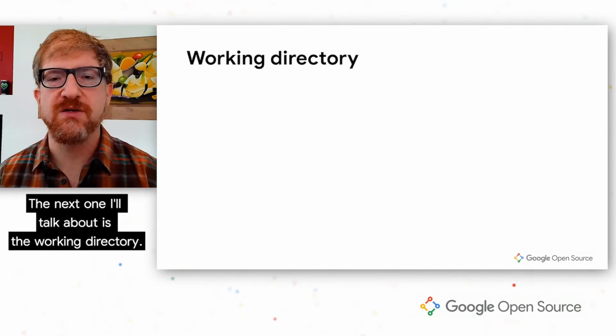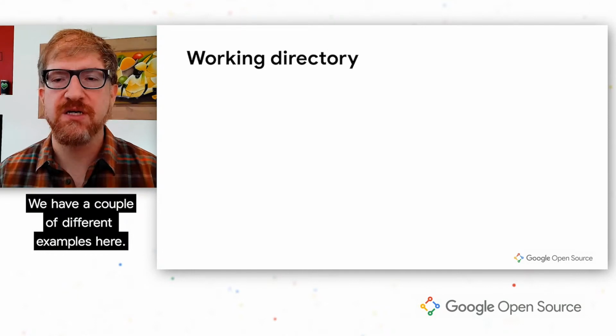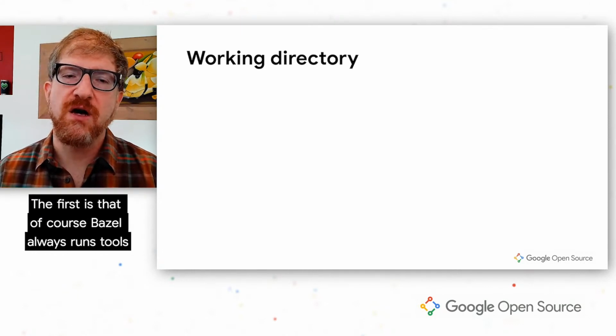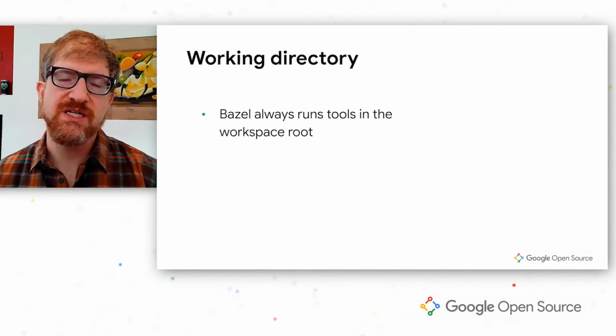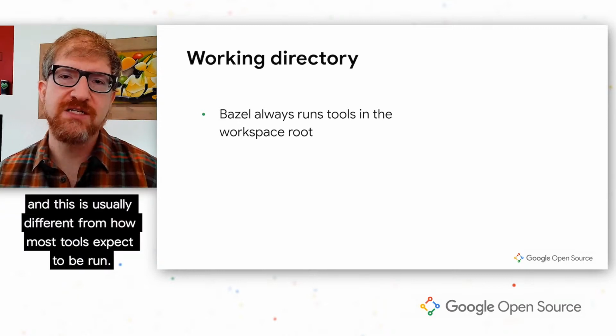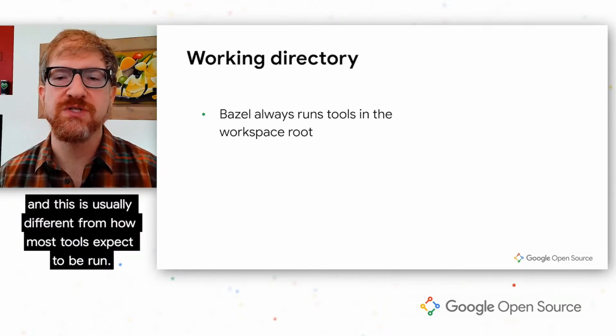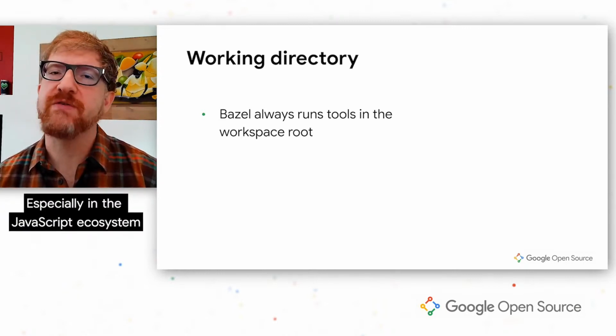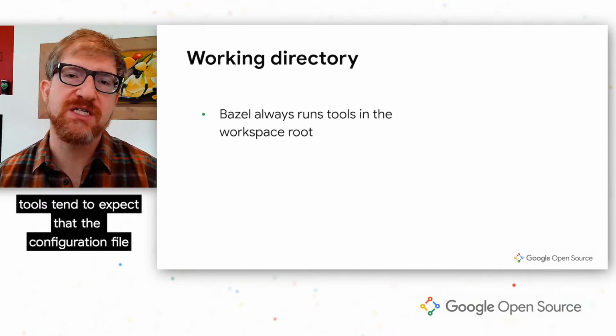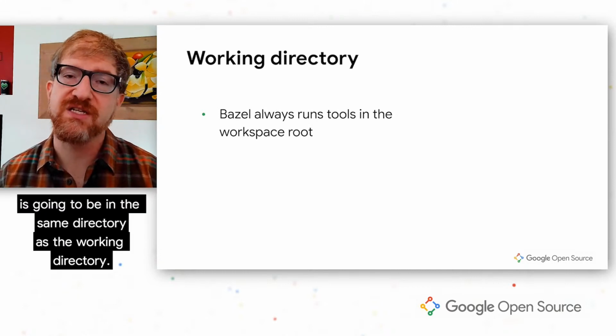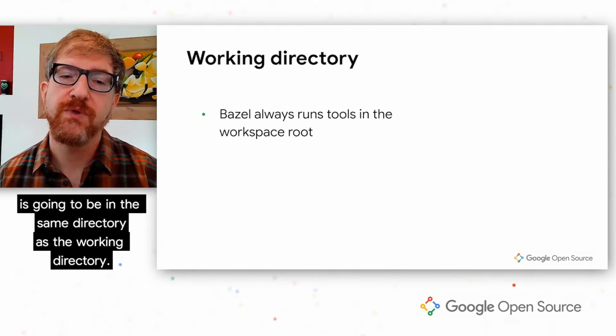The next one I'll talk about is the working directory. We have a couple different examples here. So the first is that, of course, Bazel always runs tools in the workspace root. And this is usually different from how most tools expect to be run. Especially in the JavaScript ecosystem, tools tend to expect that the configuration file is going to be in the same directory as the working directory.